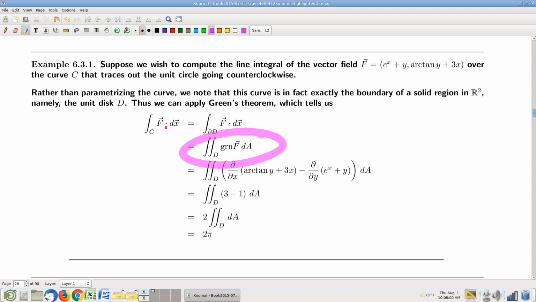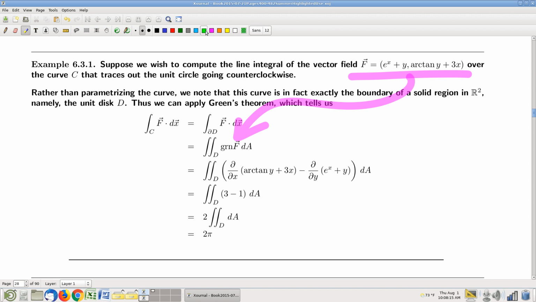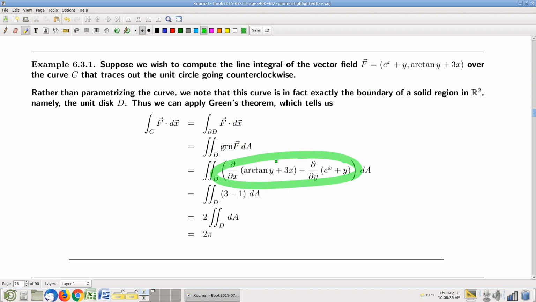Everybody see what's going on so far? Okay. Questions? All right, so now we do have to compute Green's operator. Fine. So I've got to take this vector field here and plug it in to see what Green's operator is. You've got to compute it. I mean, it's dQ/dx minus dP/dy. So the x partial of this, and then minus the y partial of that. And if you compute that all out, there it is, Green's operator.